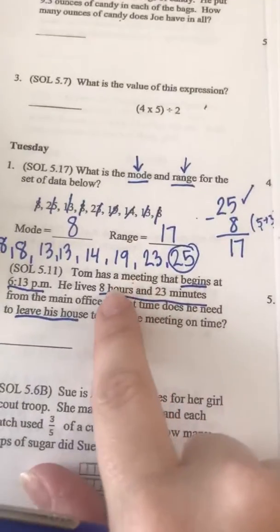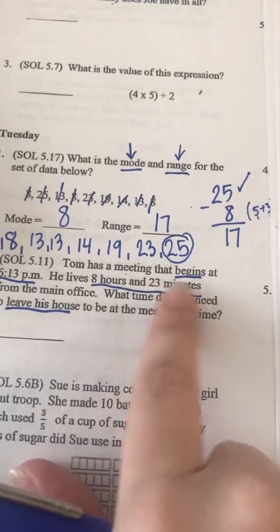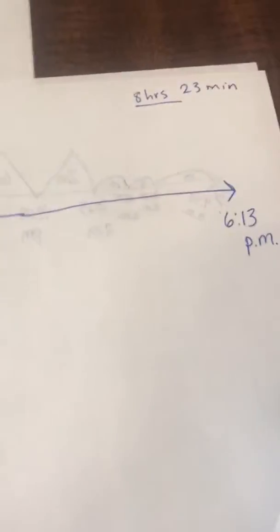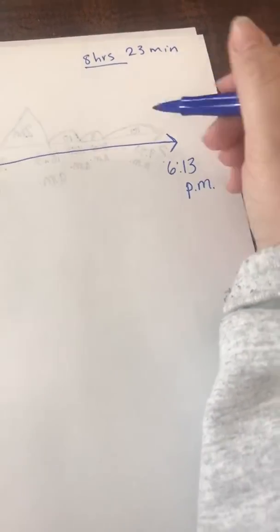They gave us the elapsed time of 8 hours and 23 minutes. So let's use 8 hours and 23 minutes to find the start time. You probably already noticed that we are going to have to go back in time. So let's start with the hours, okay? I'm not going to jump all 8 hours at one setting.